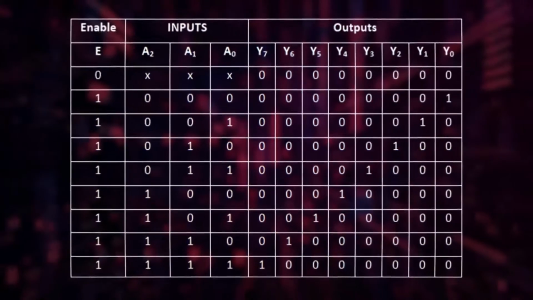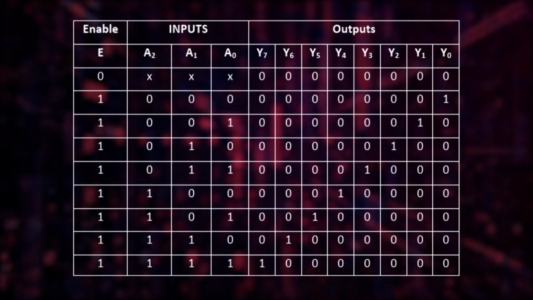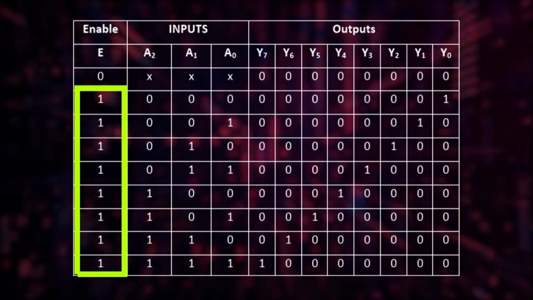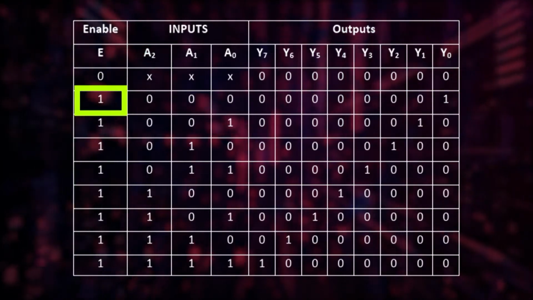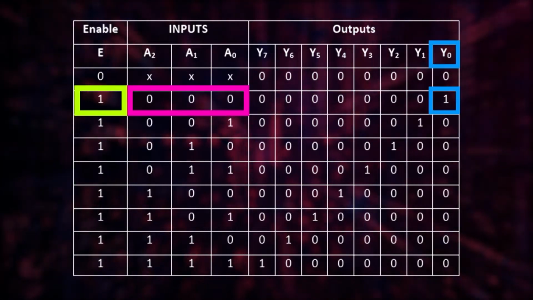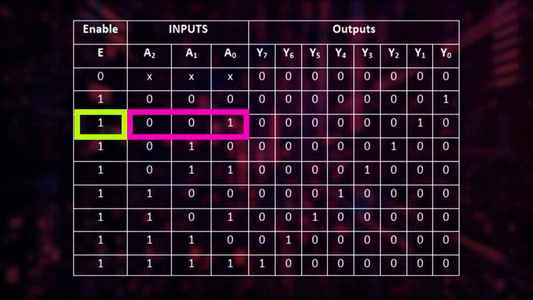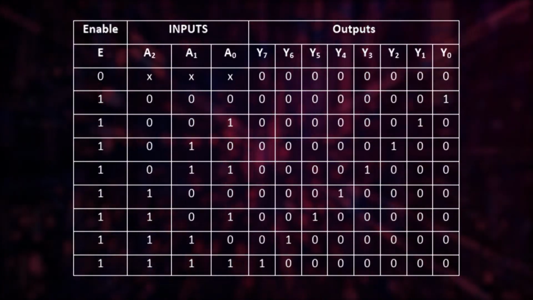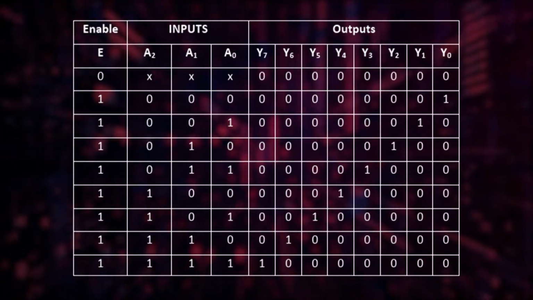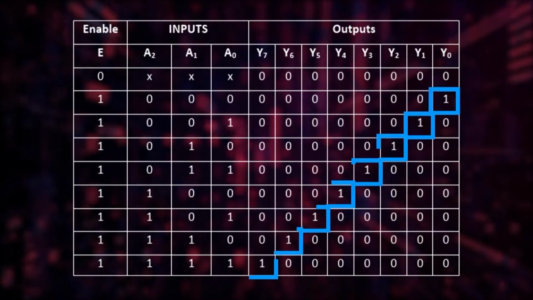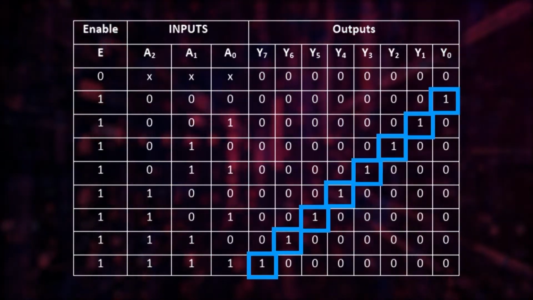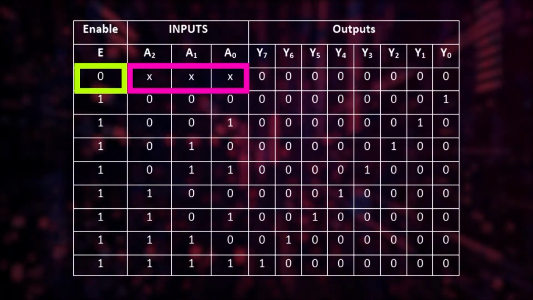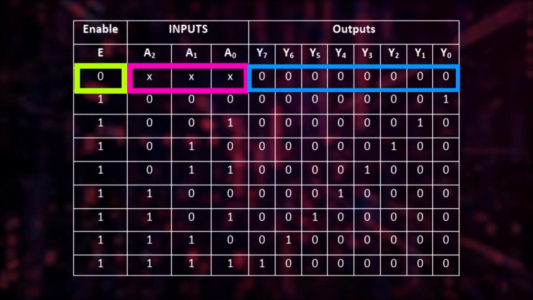Then we write the truth table with all 3 inputs and 8 outputs. The output is generated only when E equal to 1. When E is 1, and inputs are 0, 0, 0, Y0 will be high. When the inputs are 0, 0, 1, Y1 will be high. In the same way, the presence of each specific combination is indicated by producing a high on its corresponding output line. When E equal to 0, the inputs are considered as don't cares and no output is generated.